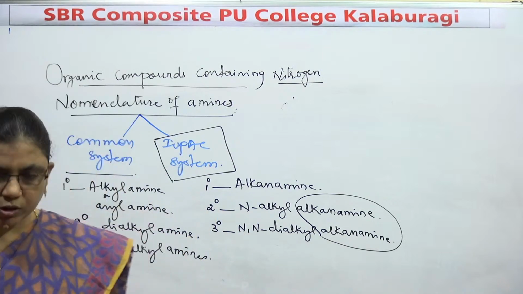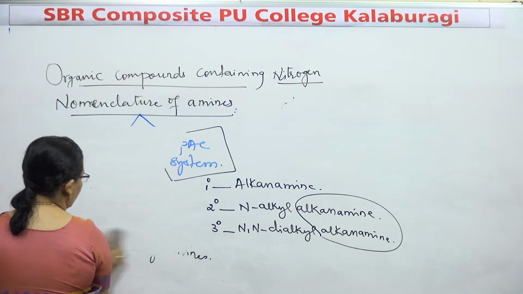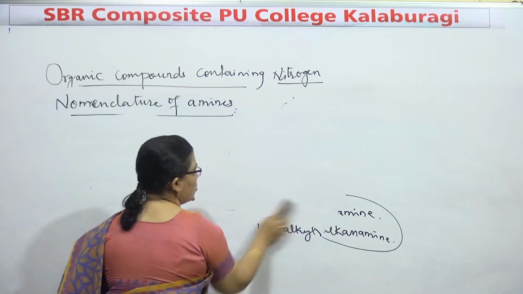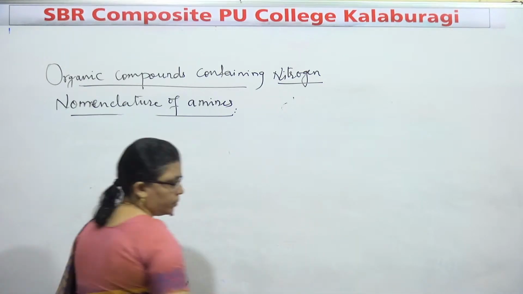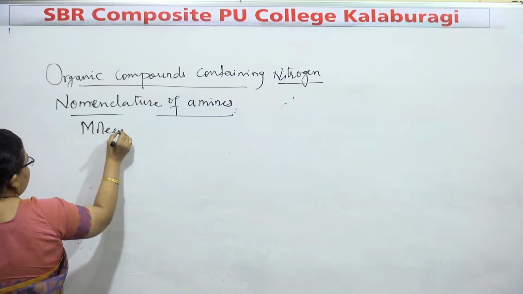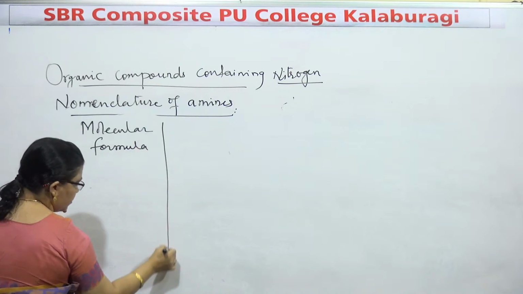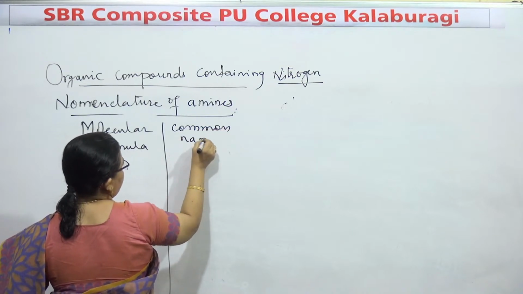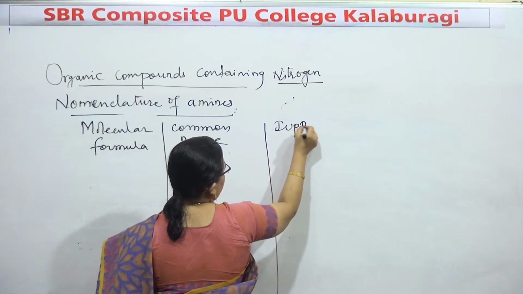So let us move to the tabular column. With the tabular column and examples, we can understand better. Make three columns over here. First column is molecular formula, next is common name, and the third column is the IUPAC system.